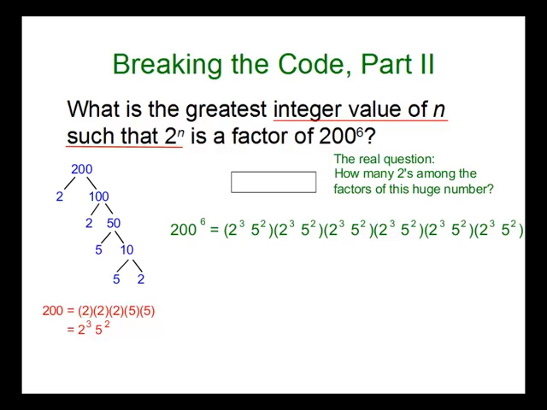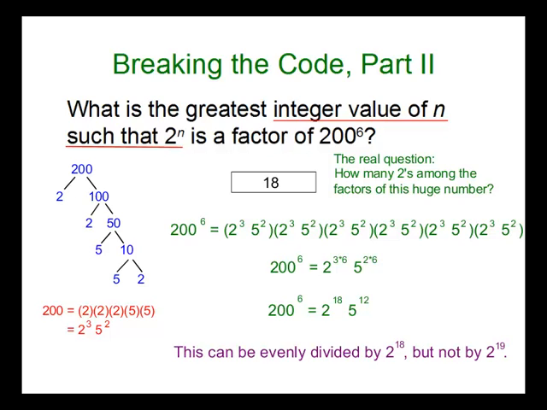Exponents just are fancy multiplication. So 200 to the 6th is 200 times itself 6 times. So each set of parentheses is 200 there. And notice that there's 3 2's here, there's 3 2's here, there's 3 2's here, etc. There's 3 2's in 6 places. 6 sets of 3 2's. That's 18 2's all together. And that answers our question. How many 2's are there?